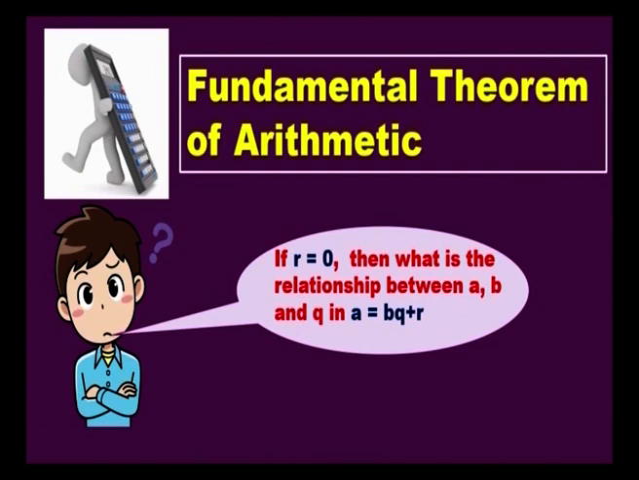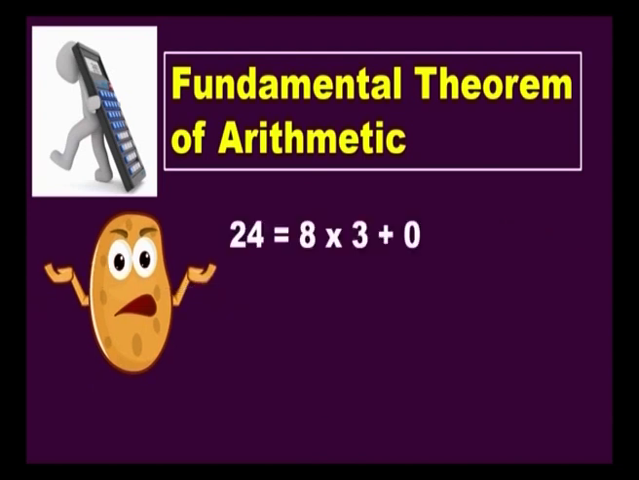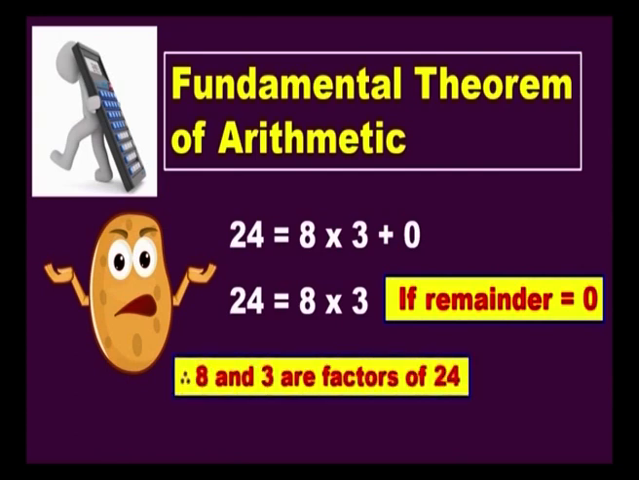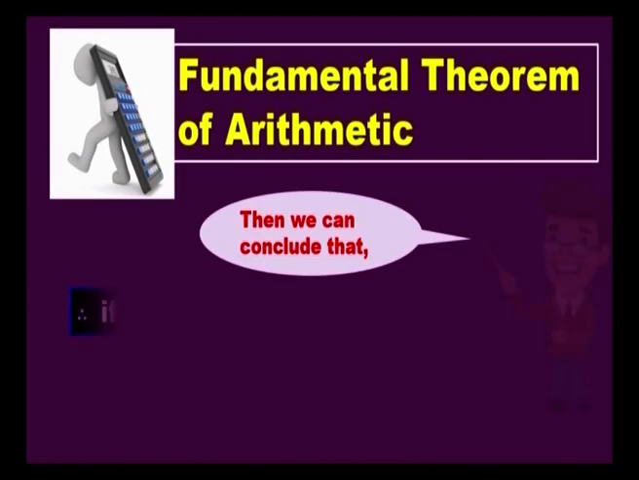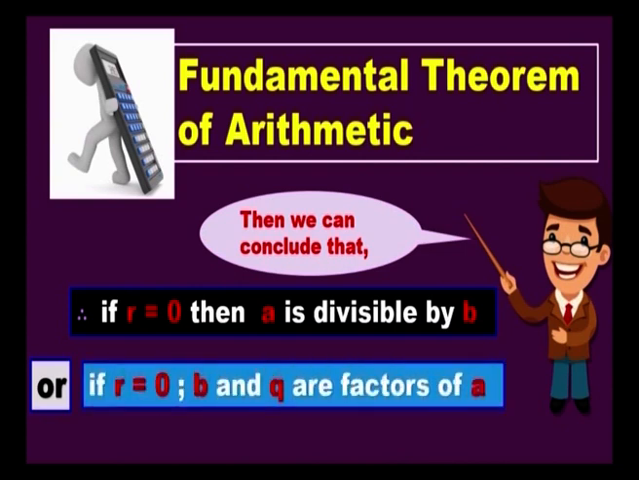Then coming to the question: if r is equal to 0 in the Euclid division lemma a equals bq plus r, what is the relationship between a, b and q? Let us take one example. 24 is equal to 8 into 3 plus 0. Here the remainder is 0, so we can say 8 and 3 are factors of 24. Then we can conclude that if r is equal to 0, then a is divisible by b, or else b and q are factors of a.